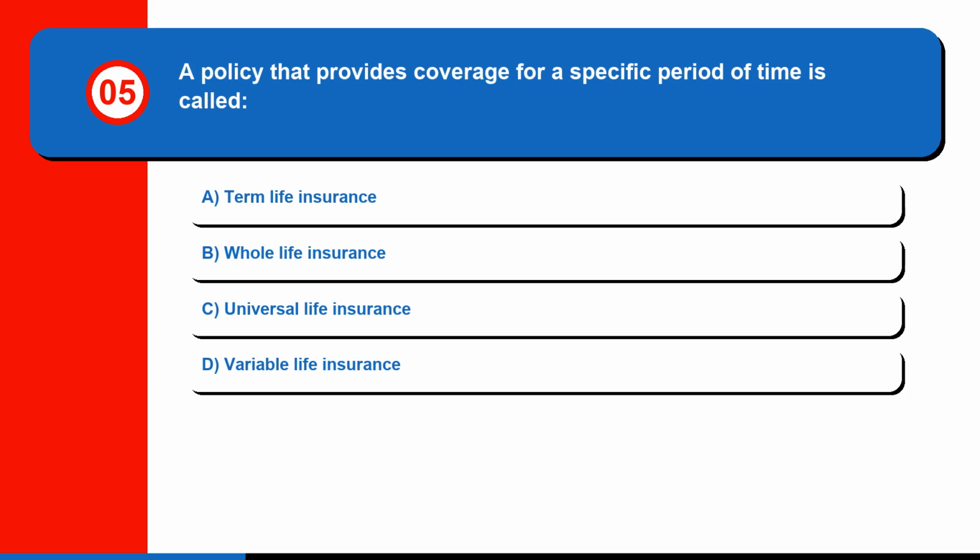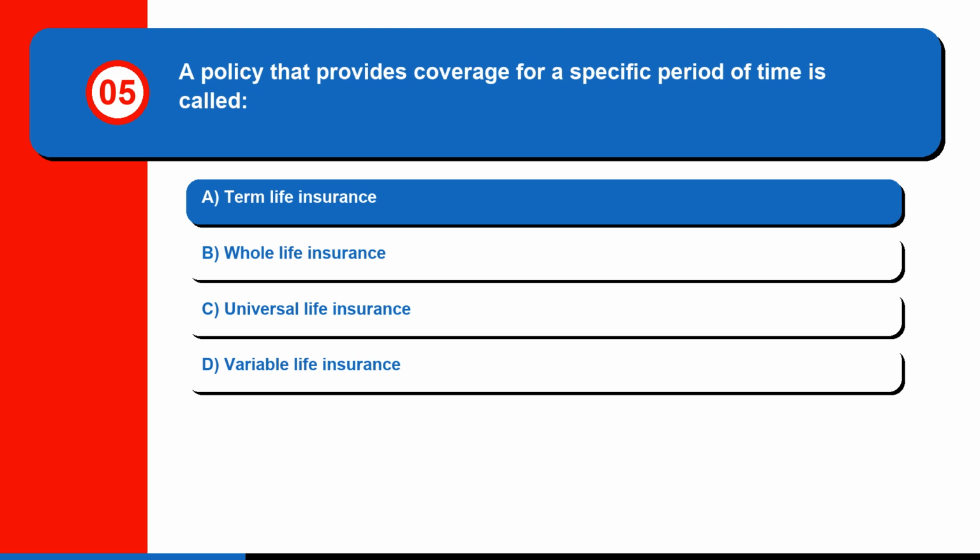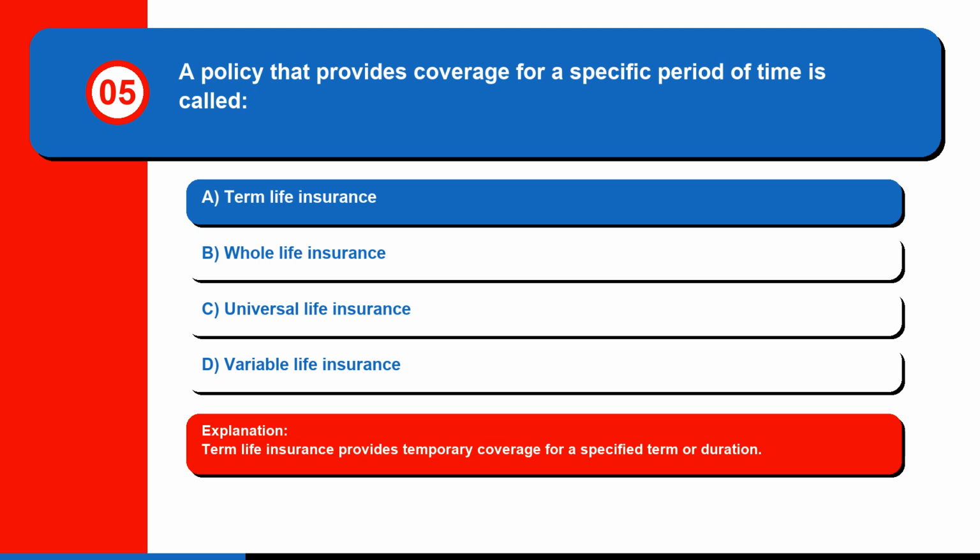Question 5. A policy that provides coverage for a specific period of time is called A. Term life insurance. B. Whole life insurance. C. Universal life insurance. Or D. Variable life insurance. The correct answer is A. Term life insurance. Term life insurance provides temporary coverage for a specified term or duration.